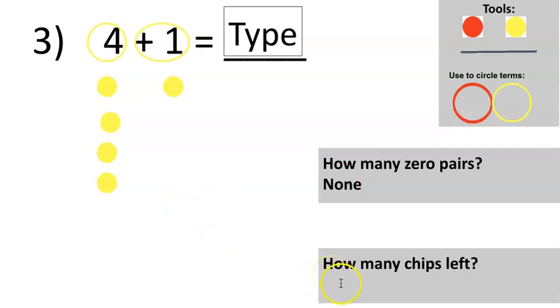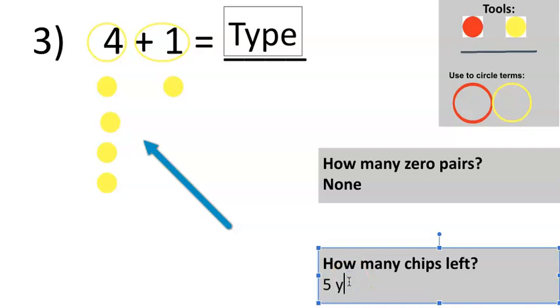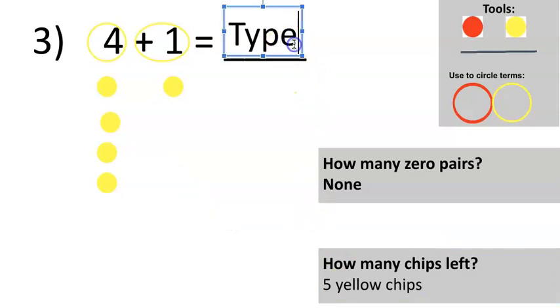The next and final step is to count how many chips are left. Well, here we're going to count 1, 2, 3, 4, 5. So we have 5 yellow chips. And finally, we're going to go here to the type and put our number 5.